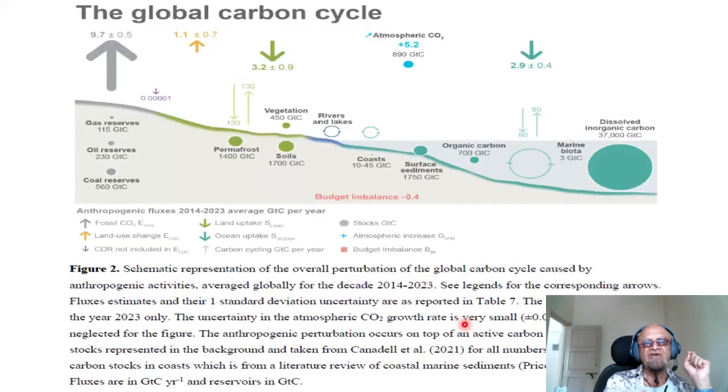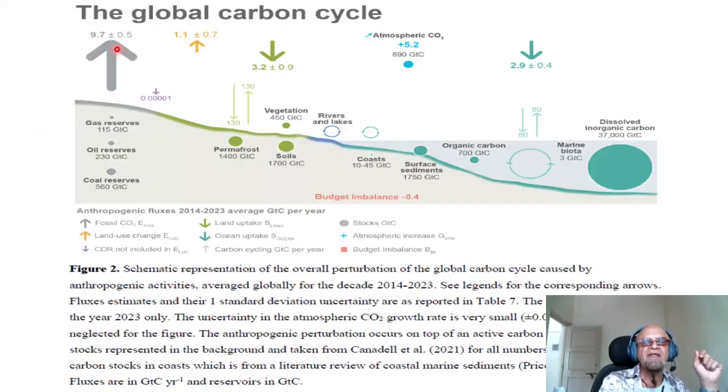This is an interesting figure that always gives a lot of information. So this is the global carbon cycle, and you have to be sure that this is average. A schematic representation of the overall perturbation of the global carbon cycle caused by anthropogenic activities, averaged globally for the decade of 2014 to 2023. This is important and necessary because in each year you don't get a very good sense of the global carbon budget and perturbations. Things are still evolving on that time scale.